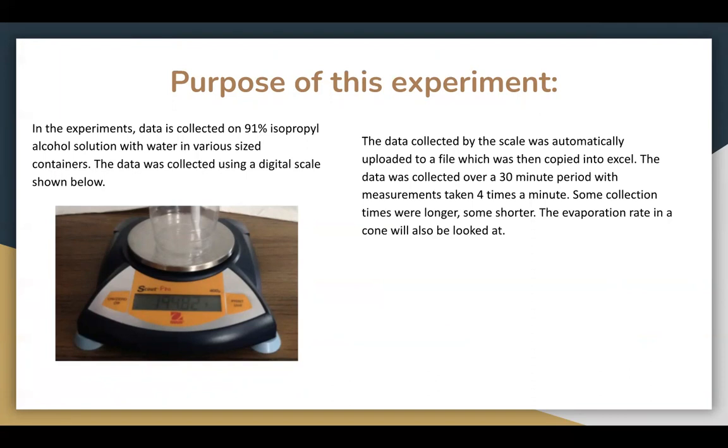The evaporation rate of the liquid in a cone will also be looked at. Since the diameter of a cone decreases as you go down the cone, as the liquid evaporates, the cross-sectional area will also decrease. This is important to investigate because it proves that the area has an effect on the rate of evaporation, where the first set of experiments in the Petri dishes do not incorporate this as a variable.